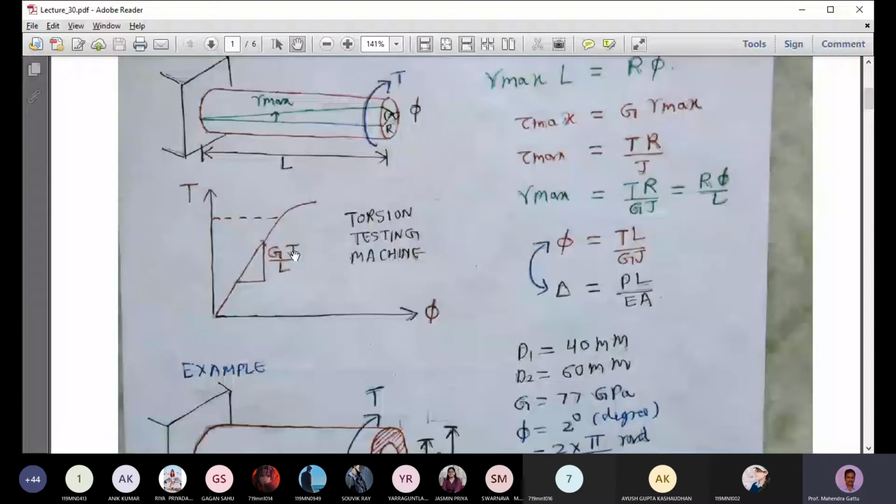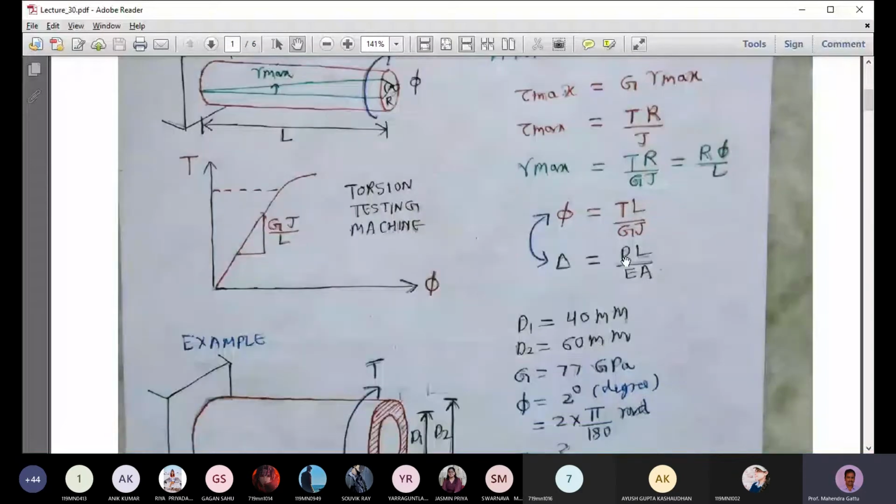If you compare with the axial load problem, instead of GJ by L you will have EA by L. There, in the P versus delta curve, the slope is EA by L. For this torsion, the slope is GJ by L.